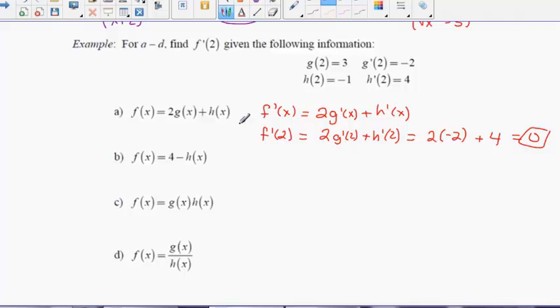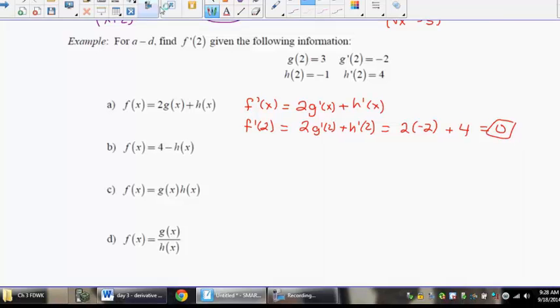Okay? So I want you to use the sum and difference rule, the product rule, the quotient rule. I want you to try these on your own, then come back and check up with what you did.